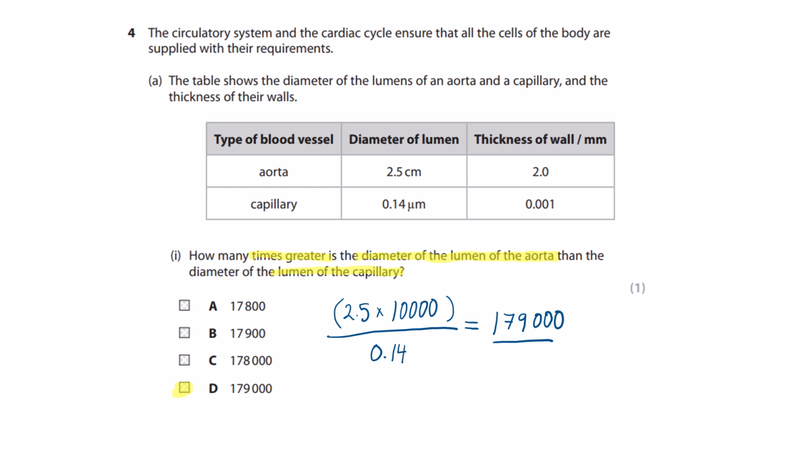So the first thing that we have to do is ensure the same units for our calculation. From centimeters to micrometers, you're going to have to multiply by 10,000. Now we're going to have 2.5 times 10,000 divided by 0.14 micrometers for the capillary, which gives us 179,000. Therefore, the answer is D.